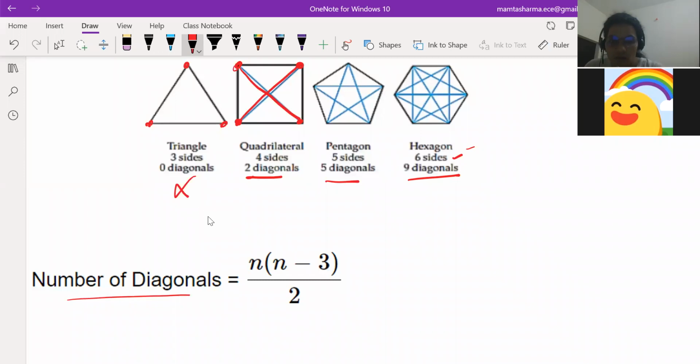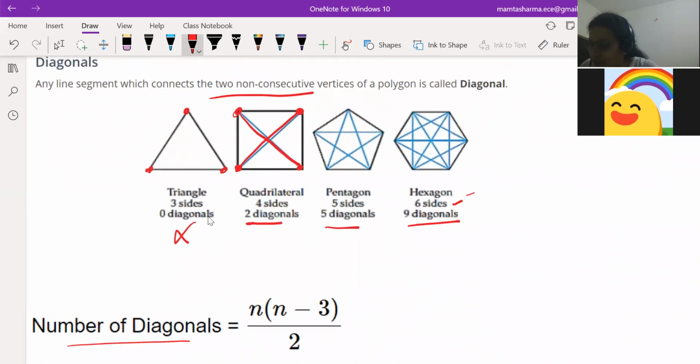in a polygon having n sides. The formula is n into n minus 3 by 2. Up to 6 sides you can draw it easily, but if it has more than 6 sides, it will be difficult to draw, and definitely you will make mistakes. So use this formula: n into n minus 3 by 2.